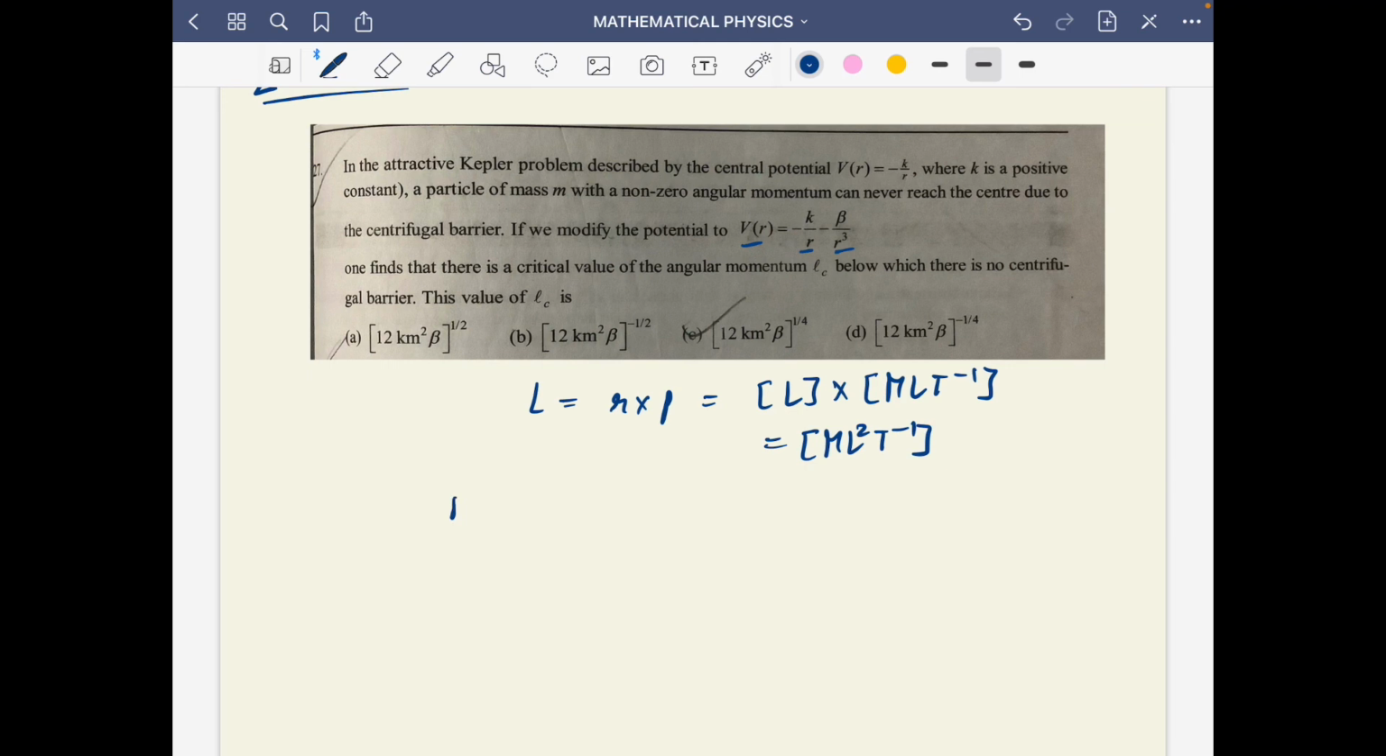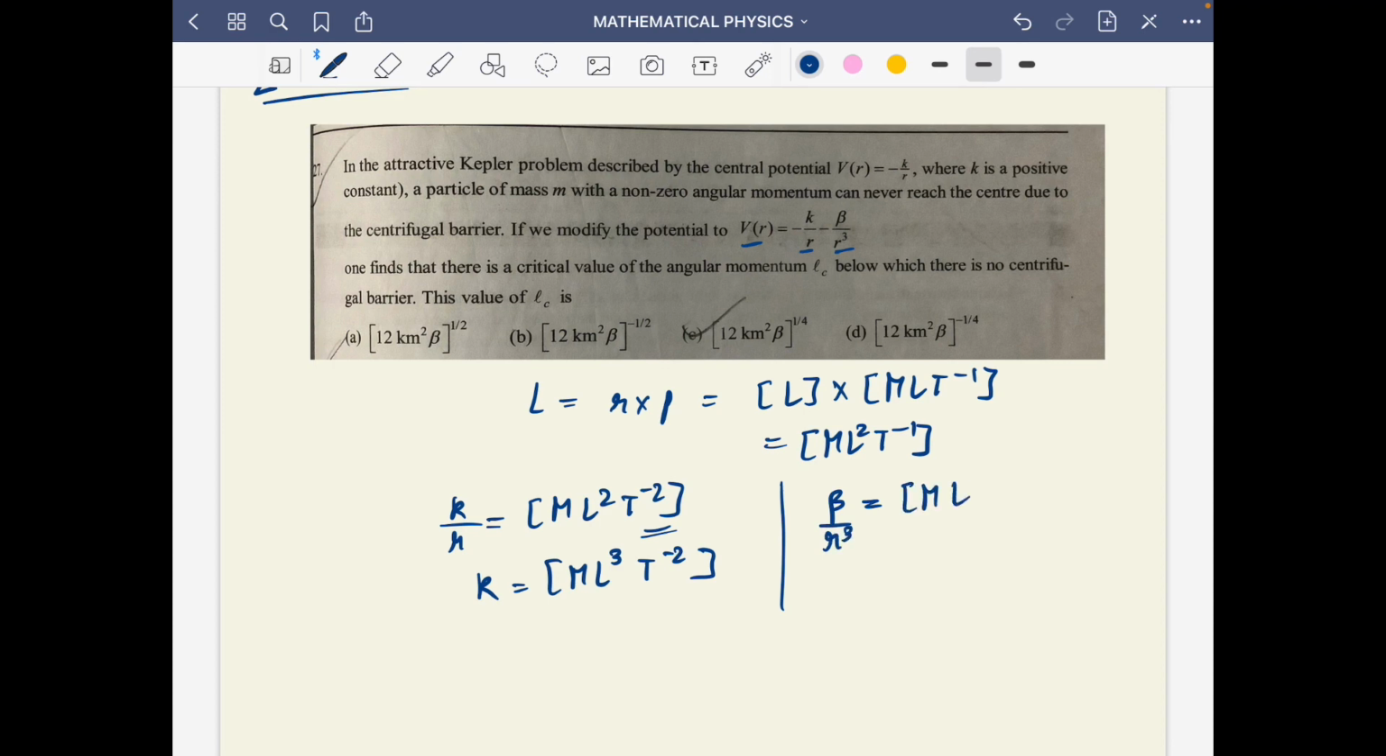Now k by r is M L square T to the power minus 2, since it has the same unit as the potential. This is the dimension of potential. So k, with r being length, will become M L cube T to the power minus 2. Now beta by r cube is M L square T to the power minus 2, so beta becomes M L to the power 5 T to the power minus 2. So here we have got k, and on the other side we have got beta.